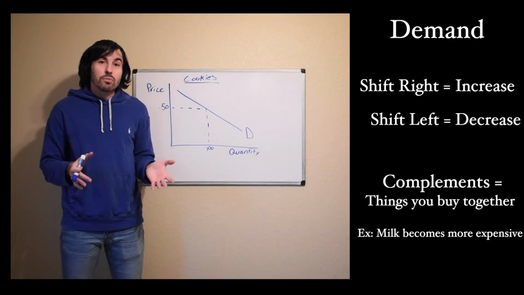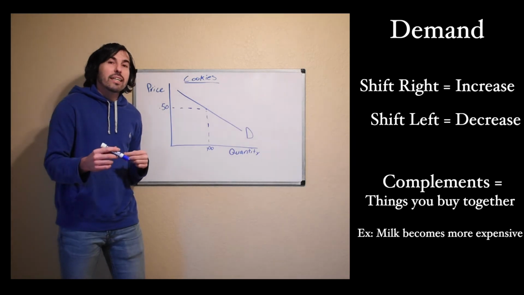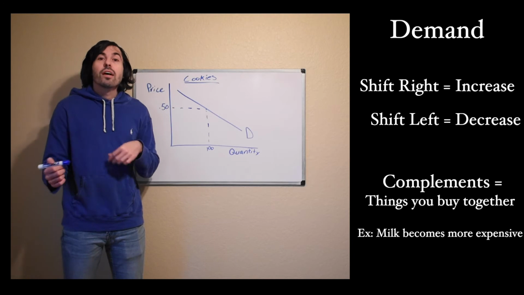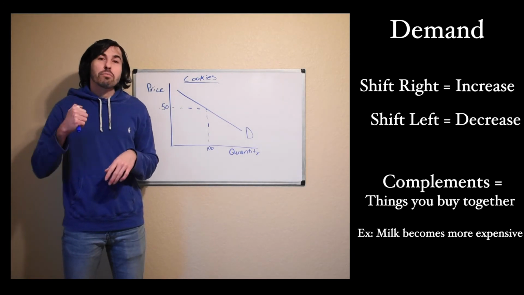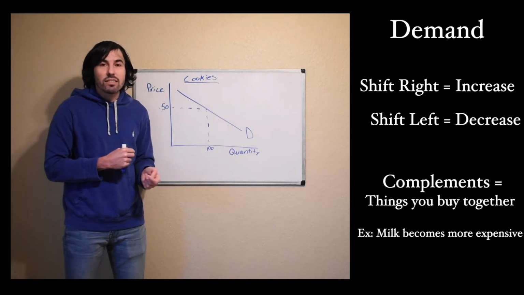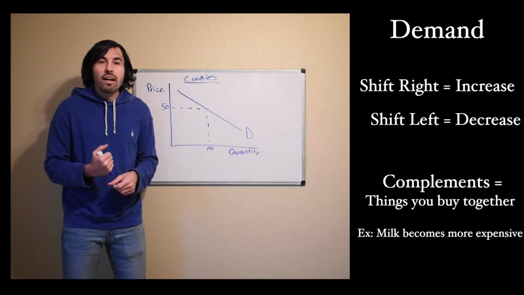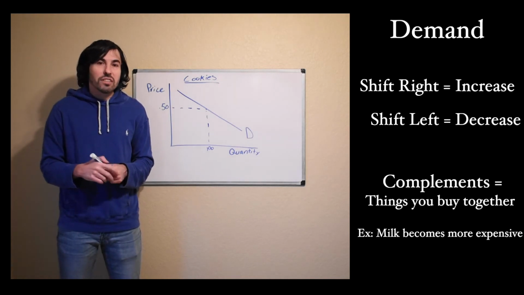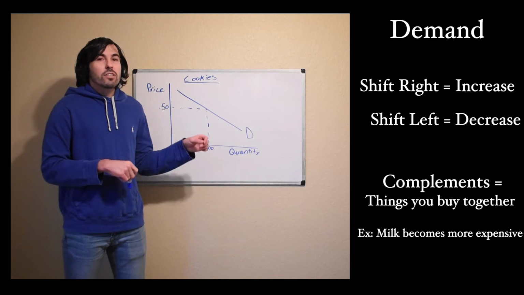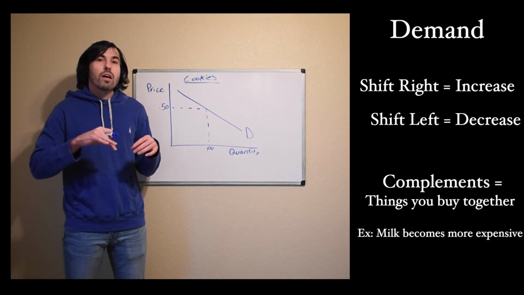All right, next we can talk about complements and substitutes. Complements are things that you buy together. So for cookies, a complement could be milk. So the change in the price of milk could cause an increase or decrease in our demand for cookies. Let's say that now milk has become more expensive. It costs more to purchase milk for some reason. Maybe cows are on strike and we're not getting any milk made anymore. So there's an increase in the price of milk.